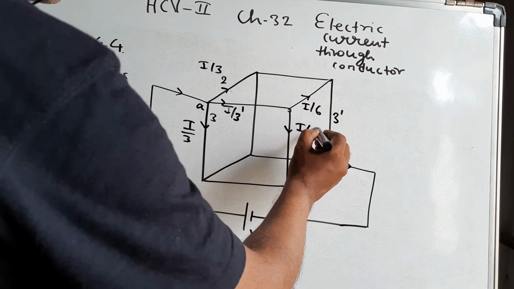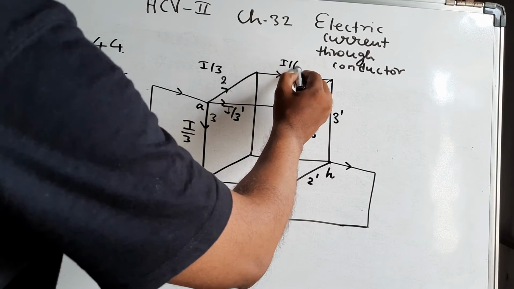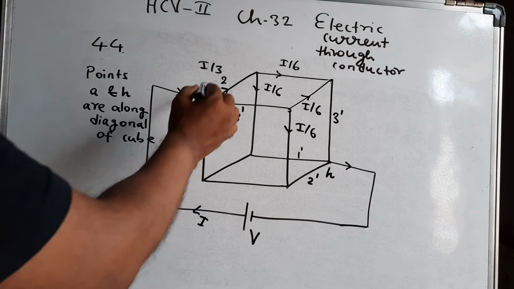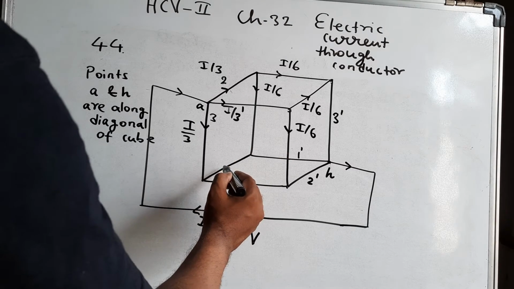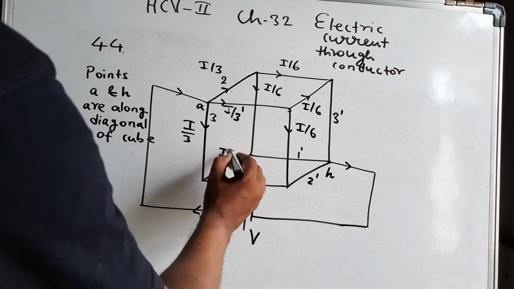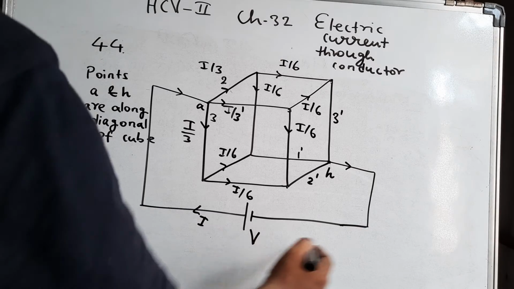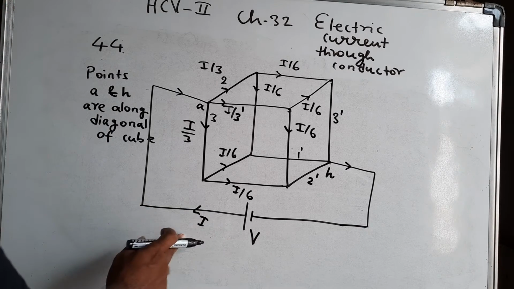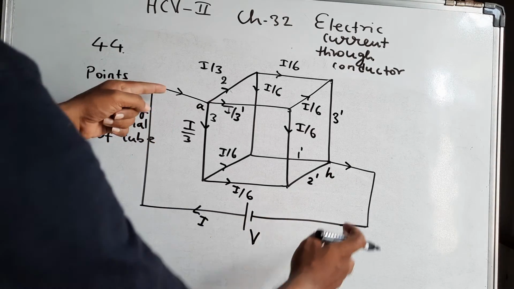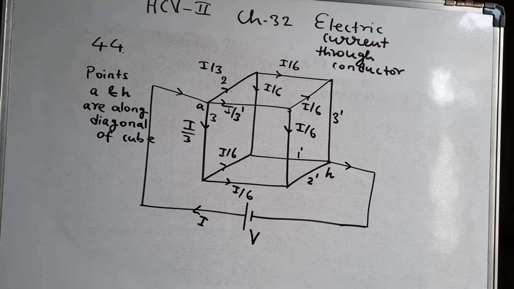I by 6. Similarly, this I by 3 is divided into I by 6 and I by 6, and this I by 3 is also divided into I by 6 and I by 6. So let us now consider a loop containing V to find out V upon I. V is the voltage applied across A and H, and I is the current passing through this cubic resistance. So let's calculate V upon I.